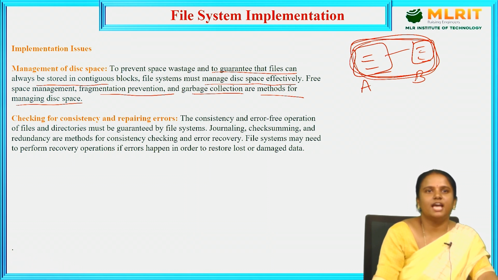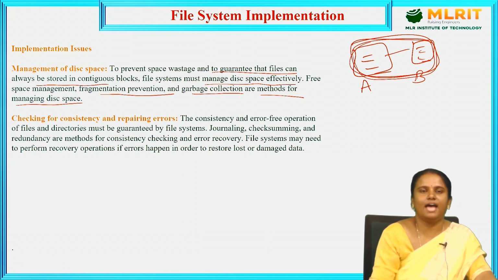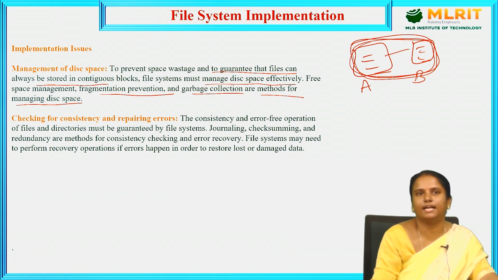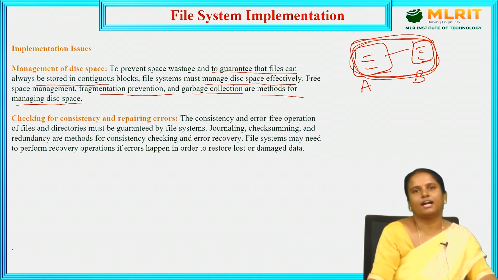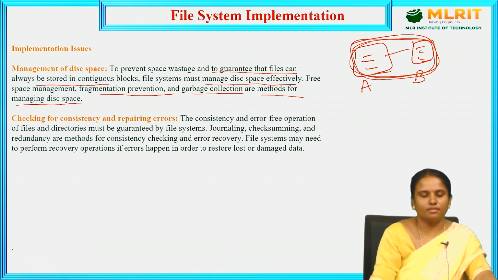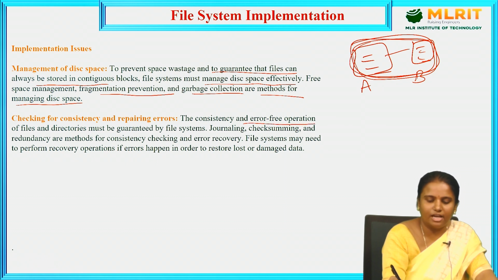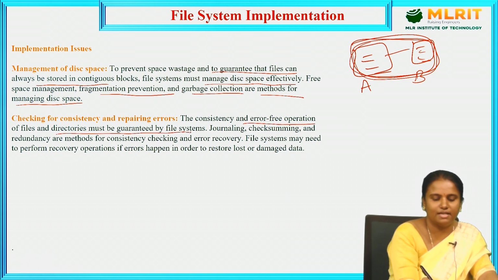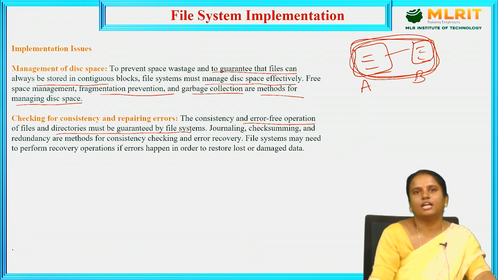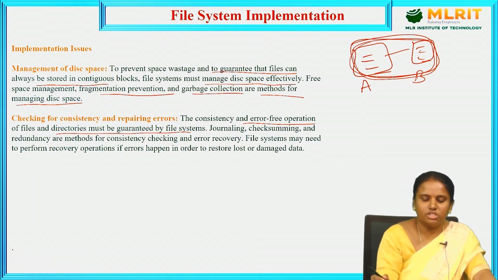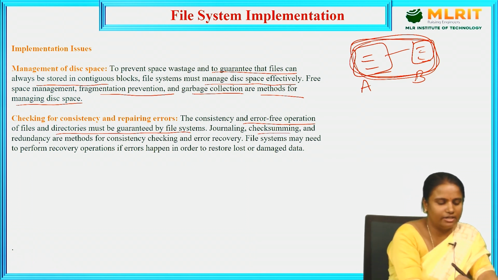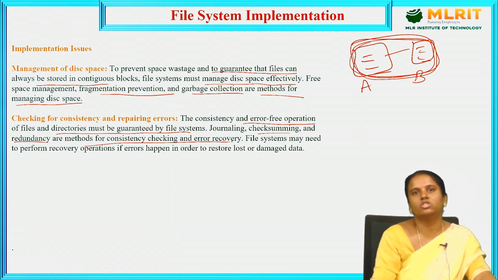And next, checking for consistency and repairing the errors. How are we going to check the errors when the files are not allocated directly? If an error occurs, and so-and-so file is not found in the directory, what are you going to do? The consistency and error-free operation of files and directories must be guaranteed by the file system. Journaling, checksumming and redundancy are the methods for consistency checking and error recovery. So to check the errors, what are the methods we are using here?